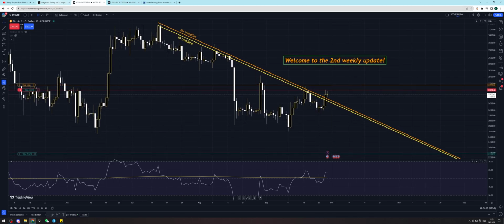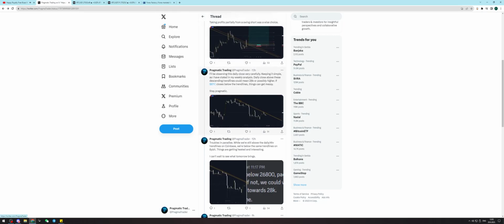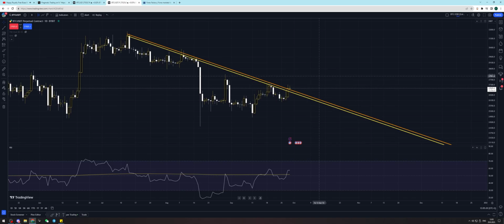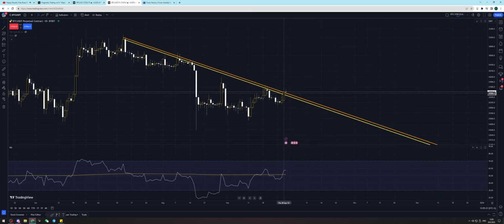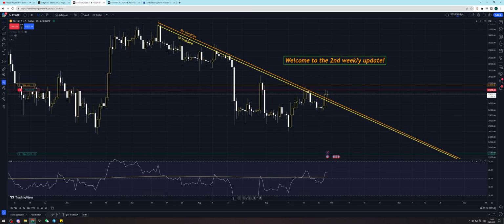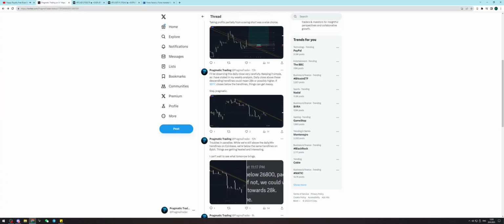So, what else did I say? I'll be observing this daily close very carefully, keeping it simple as I have stated in my weekly analysis. A daily close above these trend lines doesn't mean for sure, but it could mean 28k or possibly higher. If Bitcoin closes below the trend lines, things can get messy. So did it close below the trend lines? No, it closed on the trend lines on both exchanges. So things are not messy just yet.